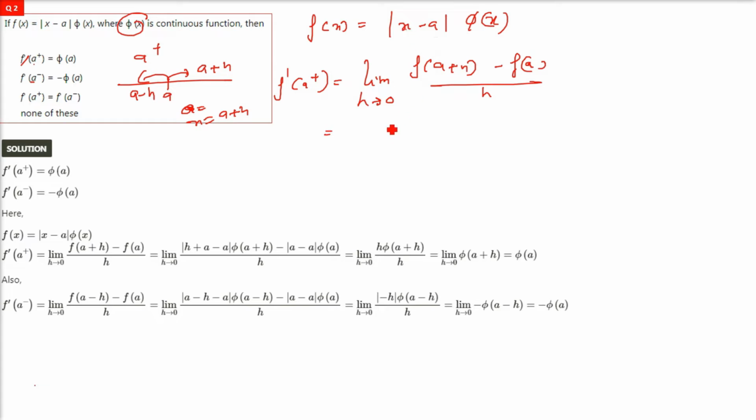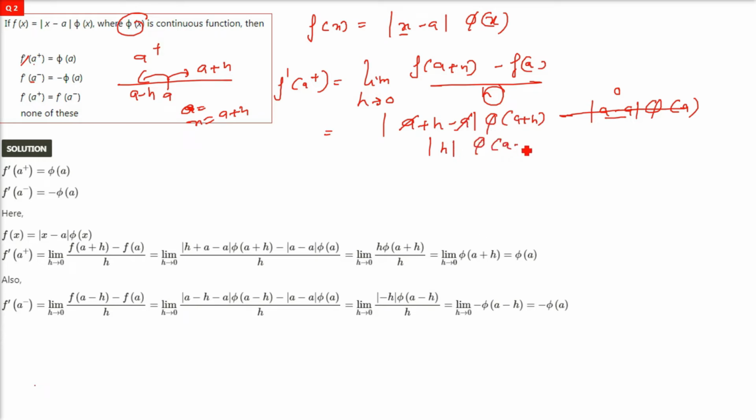So here we have mod (a plus h minus a) times phi(a plus h). Just write a plus h in place of x, minus, and now in place of x just replace it by a, so mod (a minus a) times phi(a), divided by h. I am not dividing it yet, we'll just solve the numerator and then we'll see. A minus a is 0, so this whole term goes to 0, you can eliminate it. Here you get mod h, and then we have phi(a plus h), right?